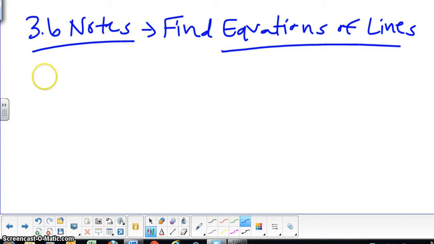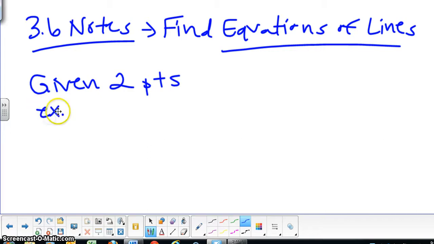Okay, so the first one's, what if you are given 2 points? I want you to find the equation of the line. Now there are 3 types of equations that you might come up with. And let's just start with an example, and then I'll tell you about those types. First of all, 1, 4, 5, 6 are the 2 points. And the first thing that we're going to do is find the slope.